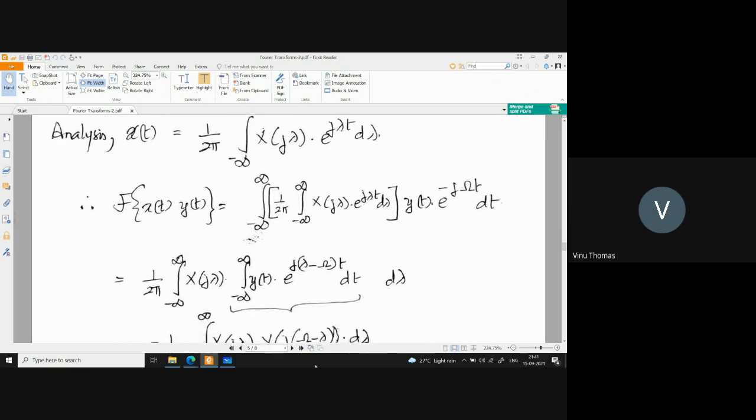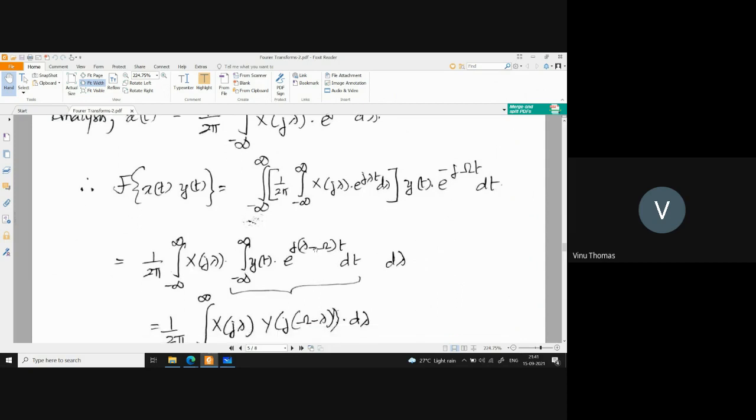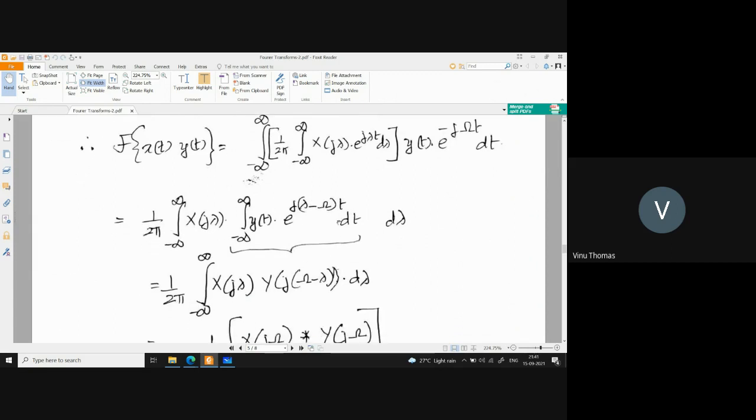We will rewrite the integral as follows: 1 by 2 pi integral from minus infinity to plus infinity of x of j lambda, taking outside the integral from minus infinity to plus infinity of y of t into e raised to j lambda minus omega into t, dt d lambda. If you look at this expression, if this had been just minus omega, it would have been y of j omega. Now instead of minus omega, you have minus of omega minus lambda, which is lambda minus omega. Therefore, we can write this integral as y of j omega minus lambda.